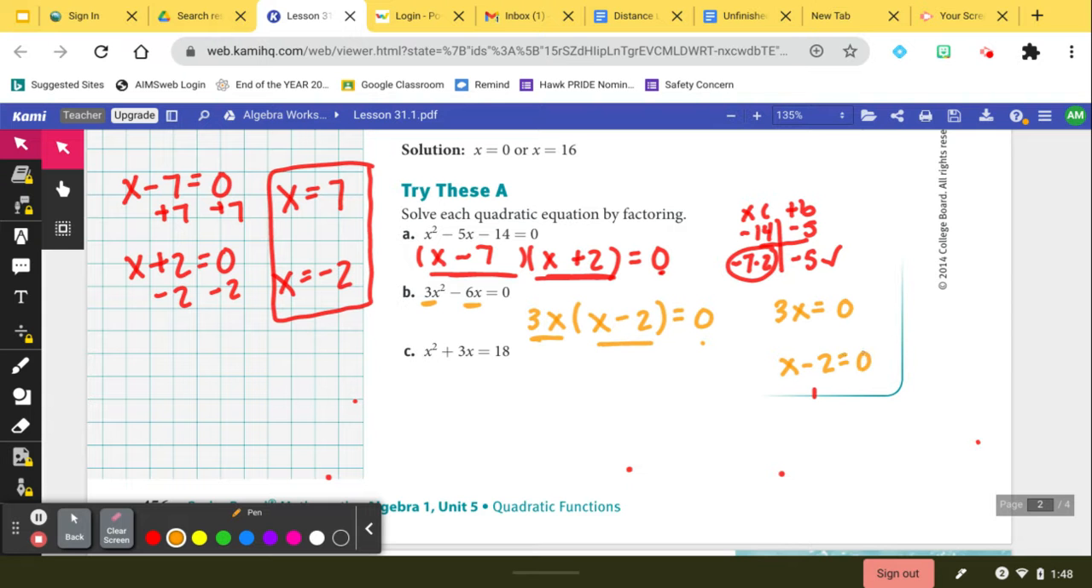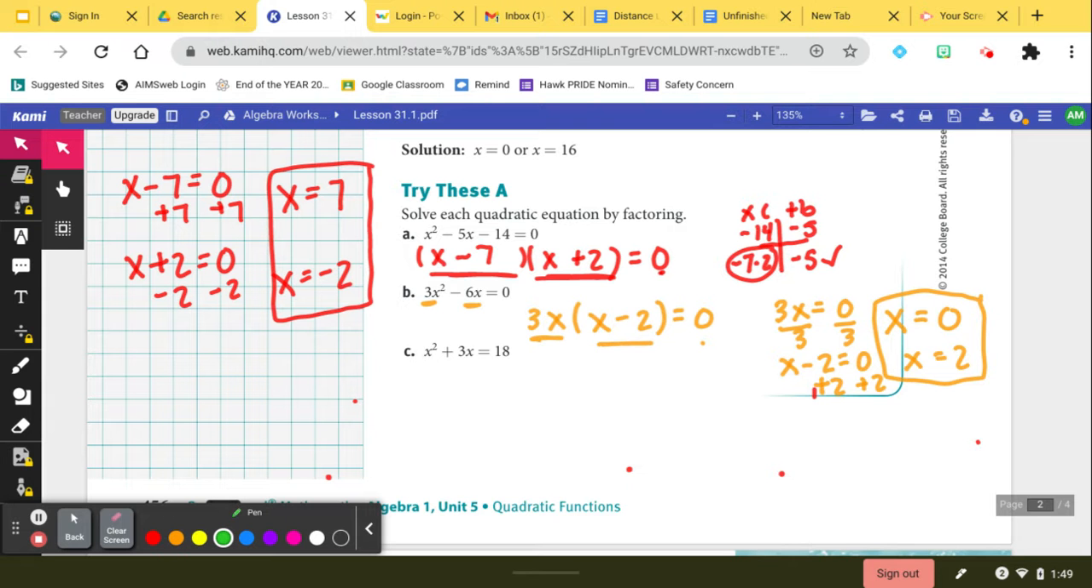Again, just solving these one-step equations, we could divide by 3. So x could be 0, or we could add 2, so x could equal 2. So my two solutions are x equals 0 or x equaling 2.